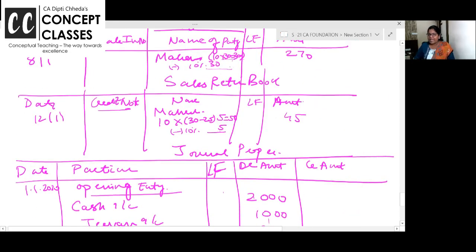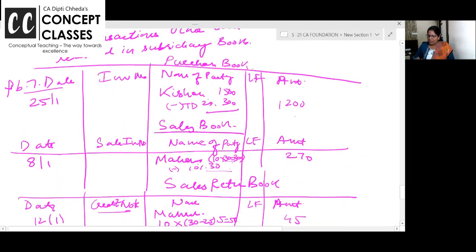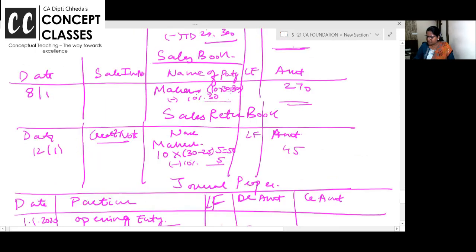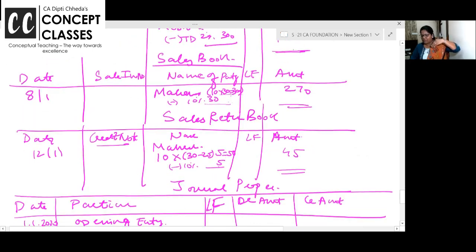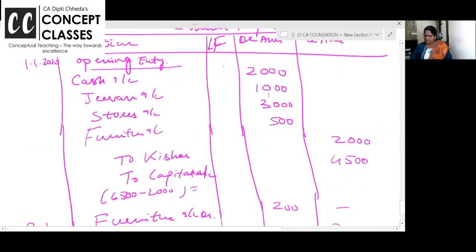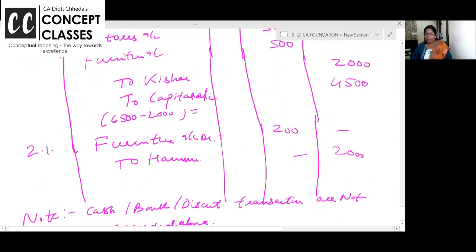Right now there is no closing entry in this, no depreciation and so on. And now can we just do the totals? One transaction is only there, so there is no need to total. Just you can underline. Purchase book total is 1200. So in the ledger the posting will go for 1200, 270 and 45. We are not making ledgers now, and these entries will come in the journal proper.